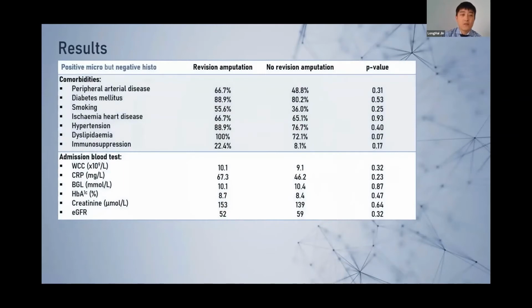So we looked into the group of positive microbiology and negative histopathology a bit more to see if there were any other risk factors that could have predisposed them to having a revision amputation. And we saw that in the revision amputation group, the proportion of their comorbidities were higher compared to the no revision amputation group. But due to the size of our study, we were not able to establish a statistically significant p-value.